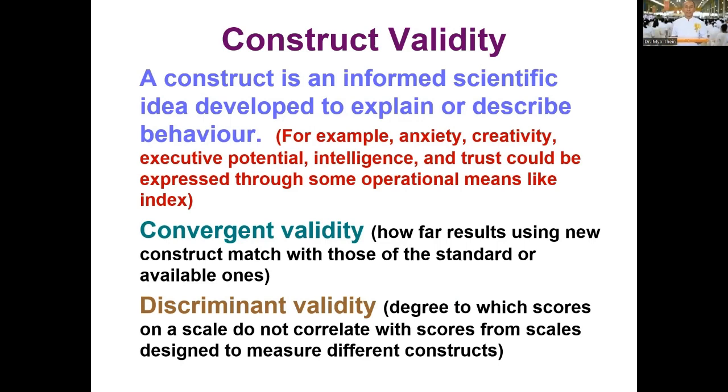Then the second is the convergent validity. How far do results using a new construct match with those of the standard available ones? So this is how the results using a new construct match with those of the standard ones. The next is the discriminative validity, the degree to which scores on a scale do not correlate with scores from scales designed to measure different constructs.